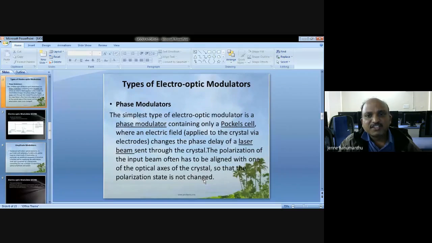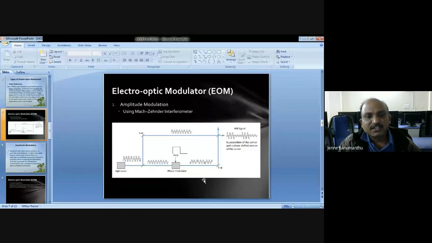Next, the phase can also be changed. You can also change the phase. See, the amplitude of the light signal can also be changed. A phase modulator is nothing but an electro-optic modulator. It is nothing but a crystal. It is a crystal, right?